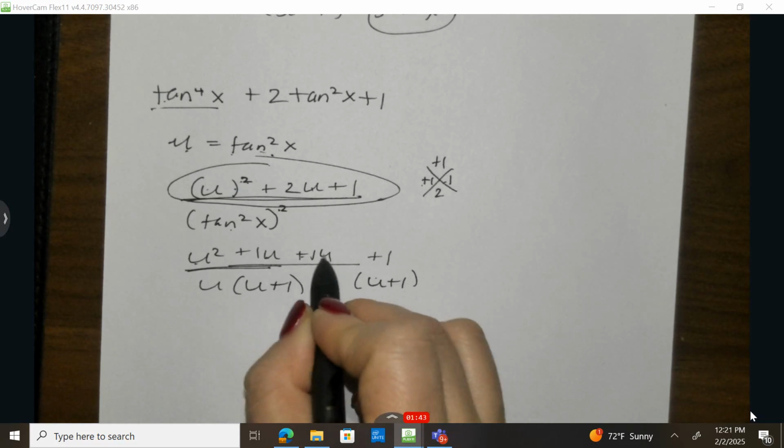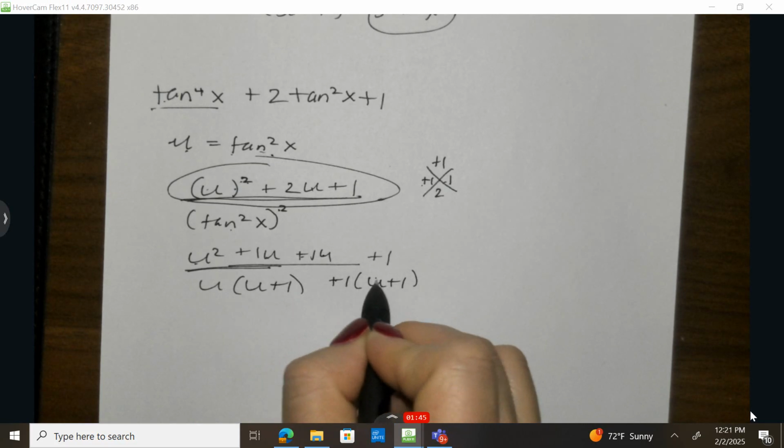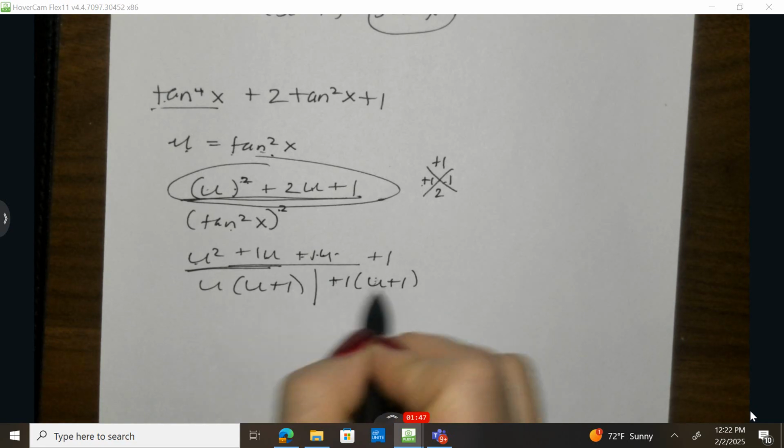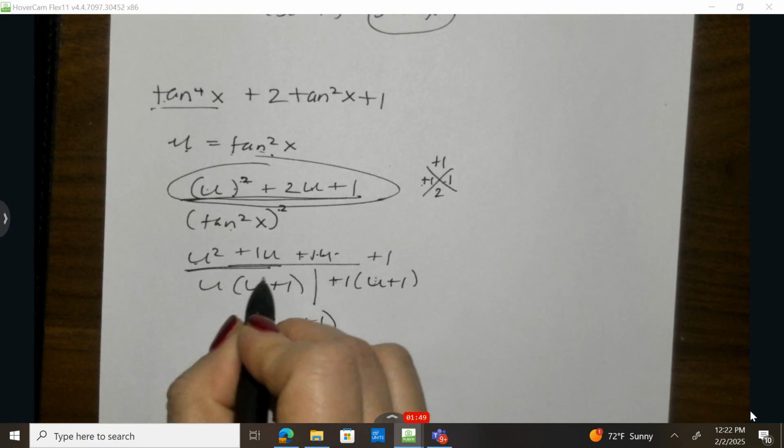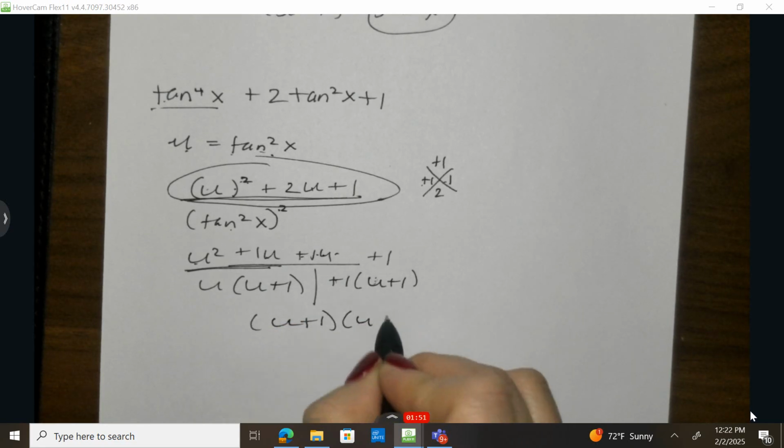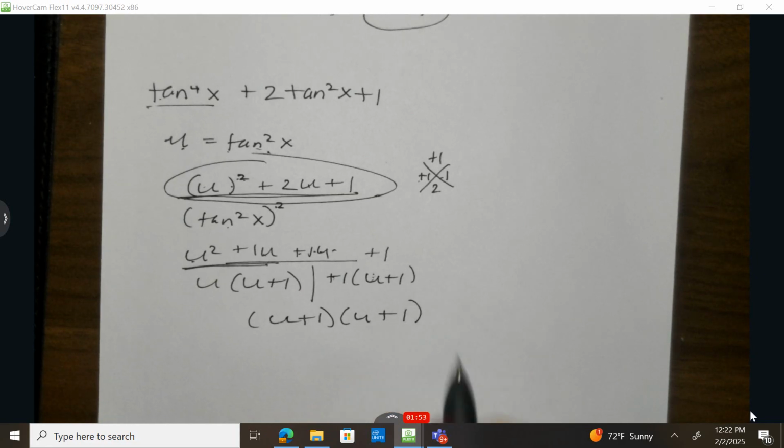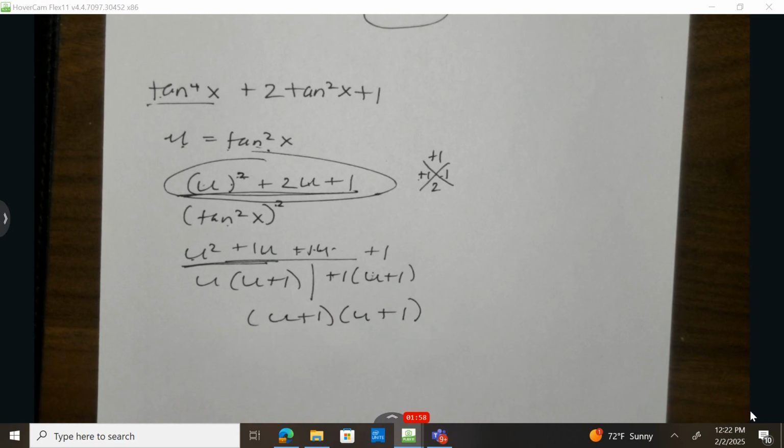What times u is a positive 1u? A 1. So there's a positive 1u, and this is a 1. They both contain a u plus 1. In front of the first is a u, in front of the back is a 1. So I have the exact same expression written twice.